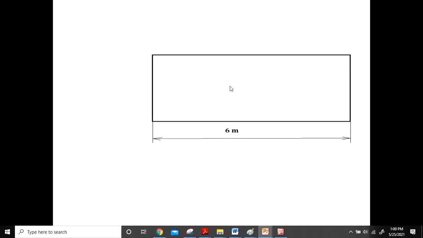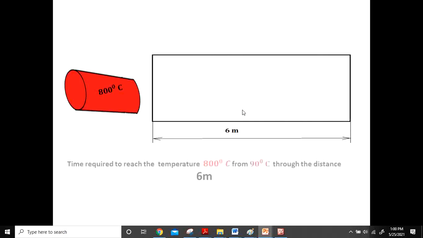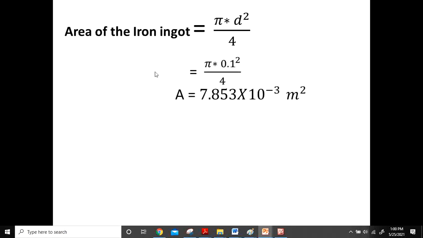The furnace is there, and the furnace is at 1250 degrees Celsius. The ingot is passing and reaches 800 degrees Celsius. The time required to reach 800 degrees Celsius from 90 degrees Celsius through the distance of 6 meter is what you want to find.